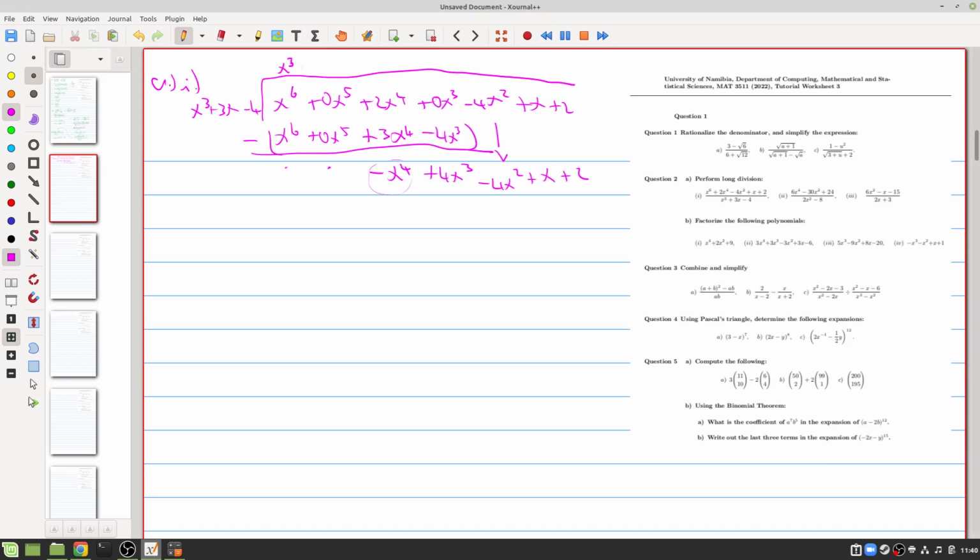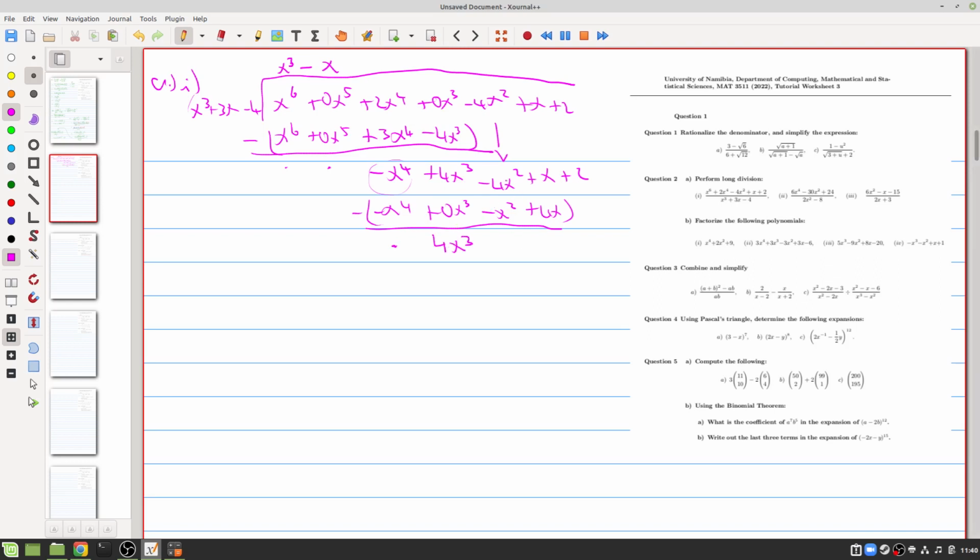Take the first term here, divided by this first value here. The negative x to the power 4 divided by x to the power 3 is negative x. Then we multiply this back in. So negative x times x to the power 3 is negative x to the power 4. Negative x times 3x is negative x squared. So put that underneath the x squared. We've got 0x cubed. And then negative x times negative 4 is positive 4x. Okay, and we subtract this. So that minus that is nothing. 4x cubed minus 0x cubed is still 4x cubed.